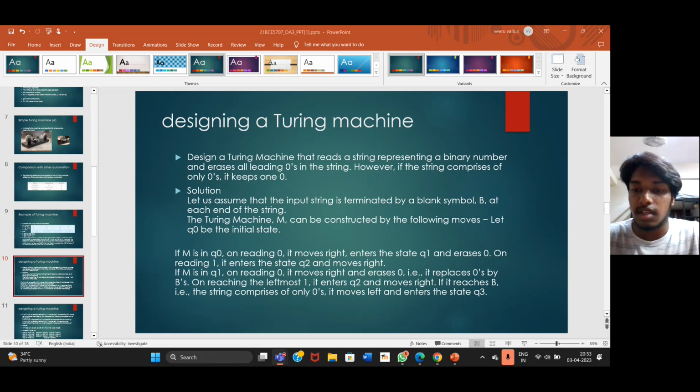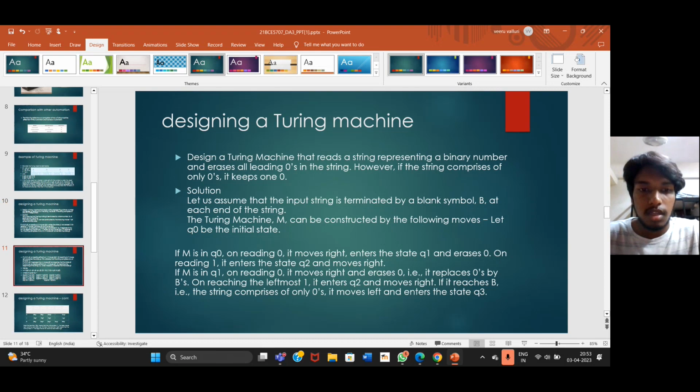It replaces zeros by B's. On reaching the leftmost one, it enters Q2 and moves right. If it reaches B, the string comprises of only zeros. It moves left and enters the state Q3.